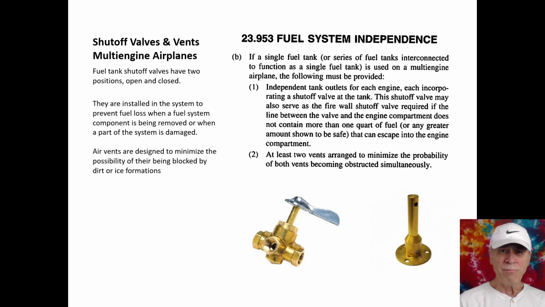Basically, the aircraft are going to have both. You usually have an overhead valve for each of the fuel tanks, and you also have a firewall shutoff valve. 2. At least 2 vents arranged to minimize the possibility of both vents becoming obstructed simultaneously. Air vents. Fuel tank shutoff valves have 2 positions, open and closed. And you can see a few on the screen.